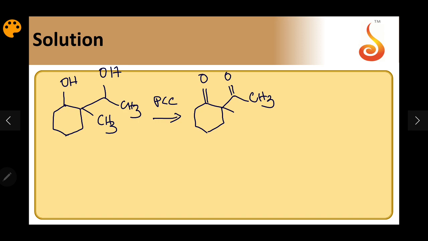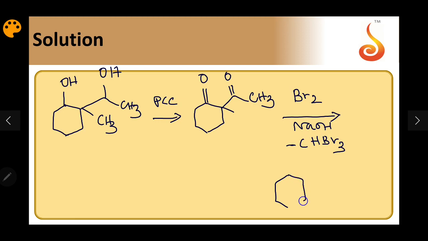So the next step is given as Br2 NaOH. For a ketone, Br2 NaOH is the haloform reaction. Since there is a methyl ketone here, it can undergo the haloform reaction. So it eliminates CHBr3, and this ketone becomes a carboxylic acid. So the first ketone will remain as it is, this becomes COOH, and the methyl will also remain as it is.